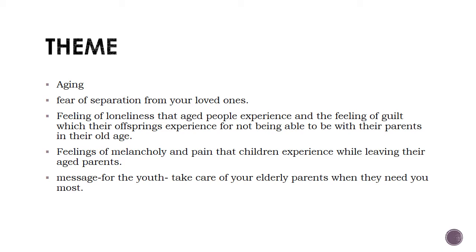The mother is 66 years old and the daughter is worried about her health. The second theme is fear of separation from your loved ones. This is the main theme of the poem. Throughout the poem, we find the poet is worried about her mother because she is old and she is not able to be with her mother in her old age.